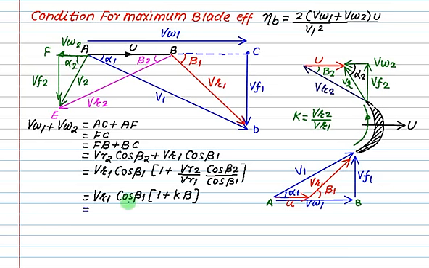So VR1 cos beta 1, that is the term BC, will be replaced by VW1 minus U, multiplied by 1 plus kb. But VW1 is equal to V1 cos alpha 1. So this one is V1 cos alpha 1 minus u, multiplied by 1 plus kb.